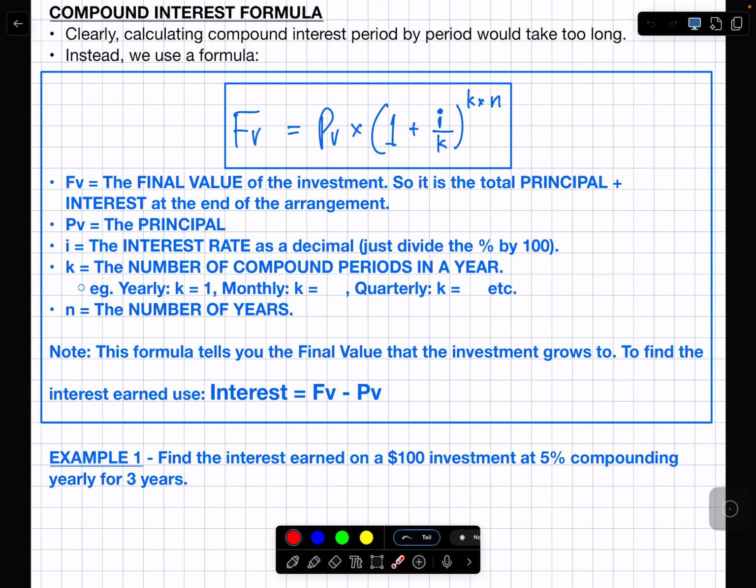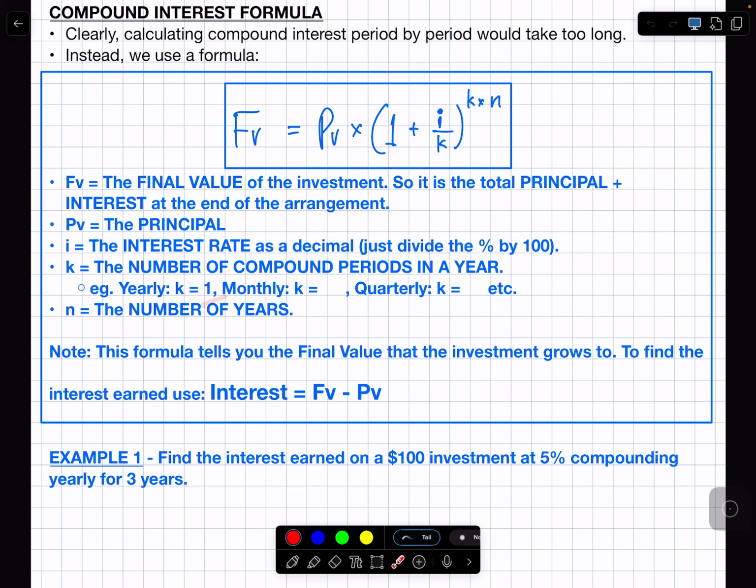Okay, what does FV stand for? It is the final value of the investment. So what is it? It's the principal and the interest at the end. PV is the principal. I is the interest rate, written as a decimal. K is the number of compounding periods in a year.